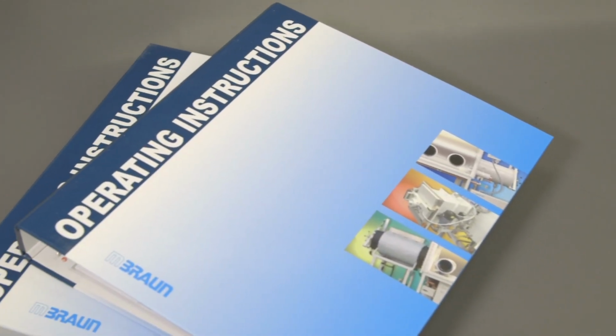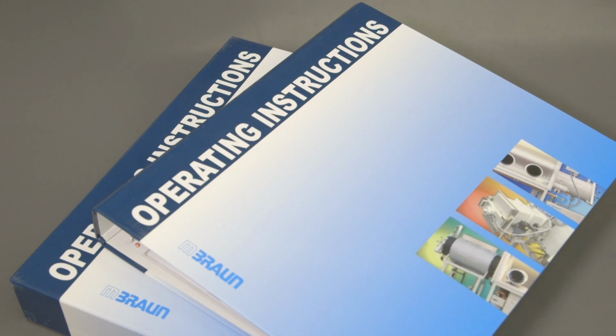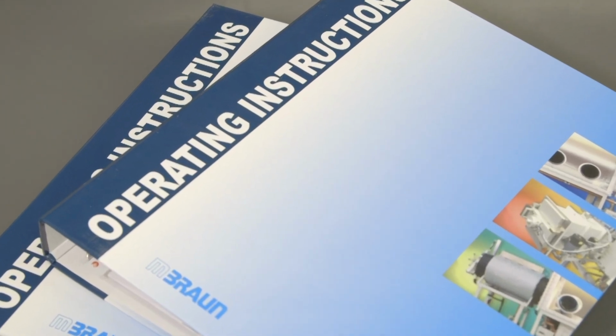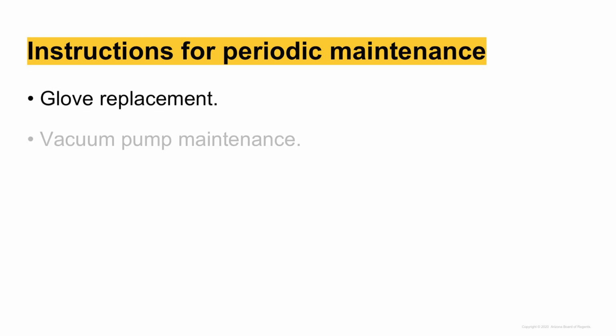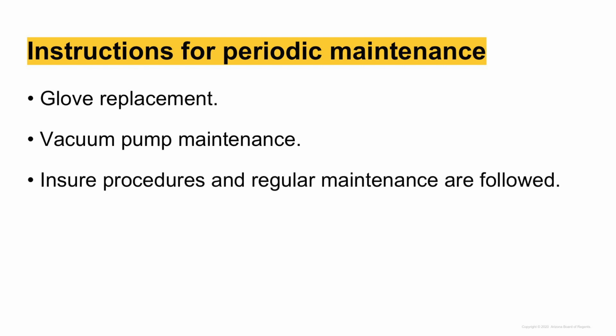The glove box manufacturer's guidance and the SOP provide general instructions for periodic maintenance of the glove box and supporting systems, such as glove replacement and vacuum pump maintenance. Make sure that procedures, including regular maintenance, are followed.